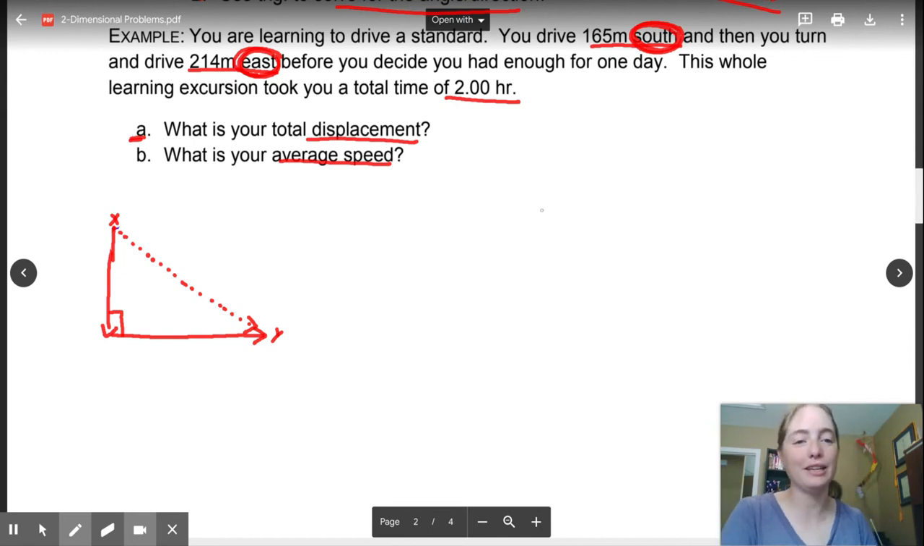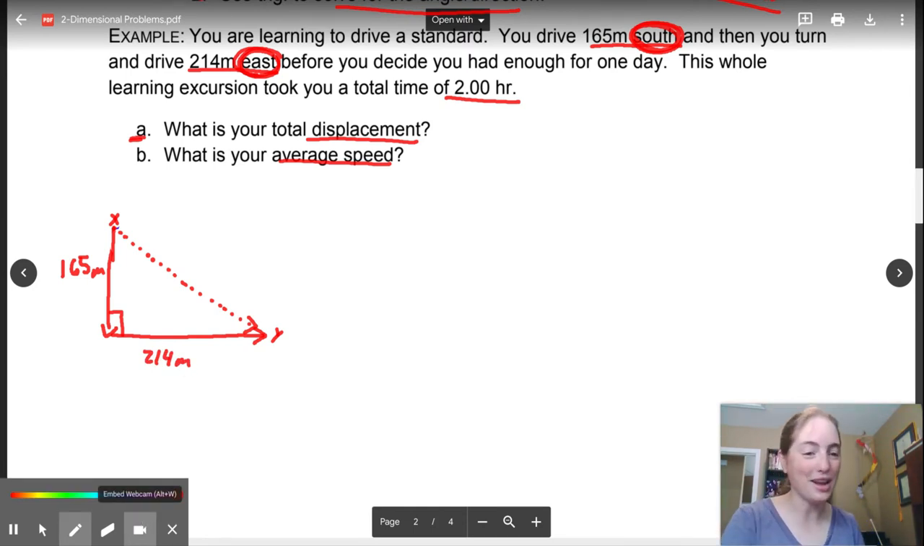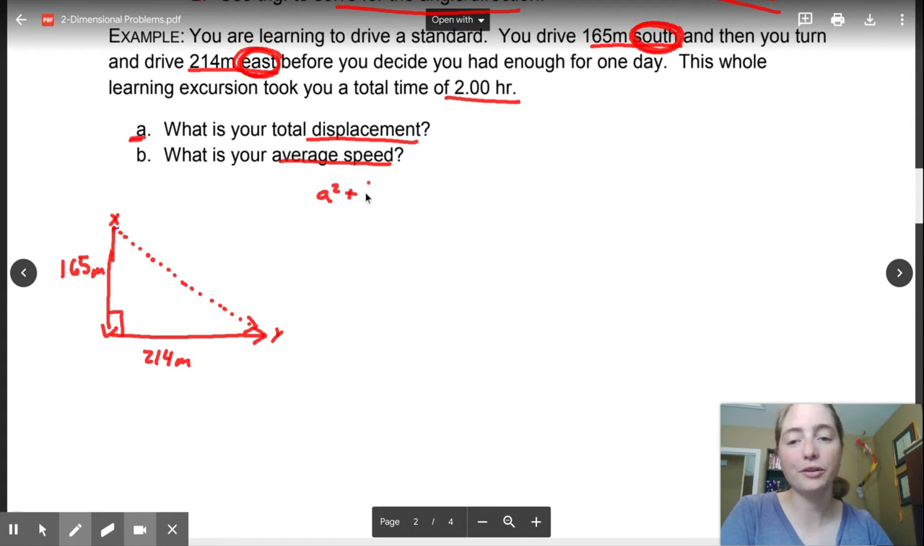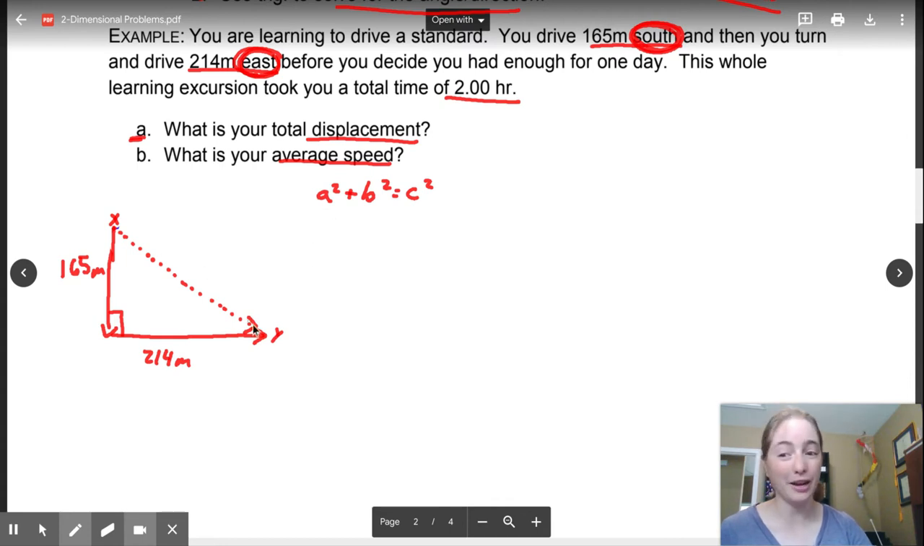So what our next step, ladies and gentlemen, is going to be, we're now going to use Pythagorean theorem in order to get the value of our displacement, so the magnitude. So, once again, units must be the same here. You must use the same units. So you drive 165 meters south, okay? And you are going to then drive 214 meters east. Well, look at that. We have your Pythagorean theorem, okay? So remember that Pythagorean theorem, a squared plus b squared equals c squared. Remember from the review video that we did that this is your hypotenuse. So I need to find the value of my hypotenuse.